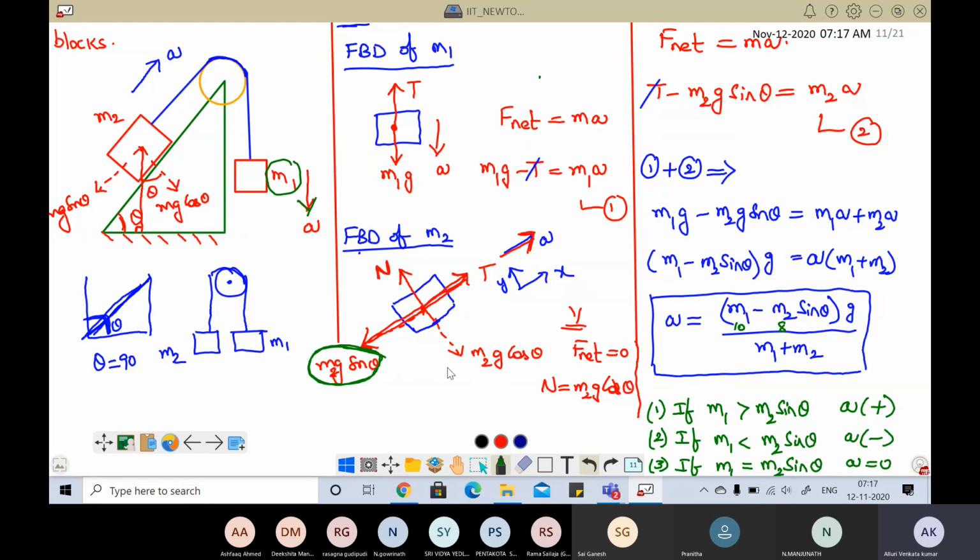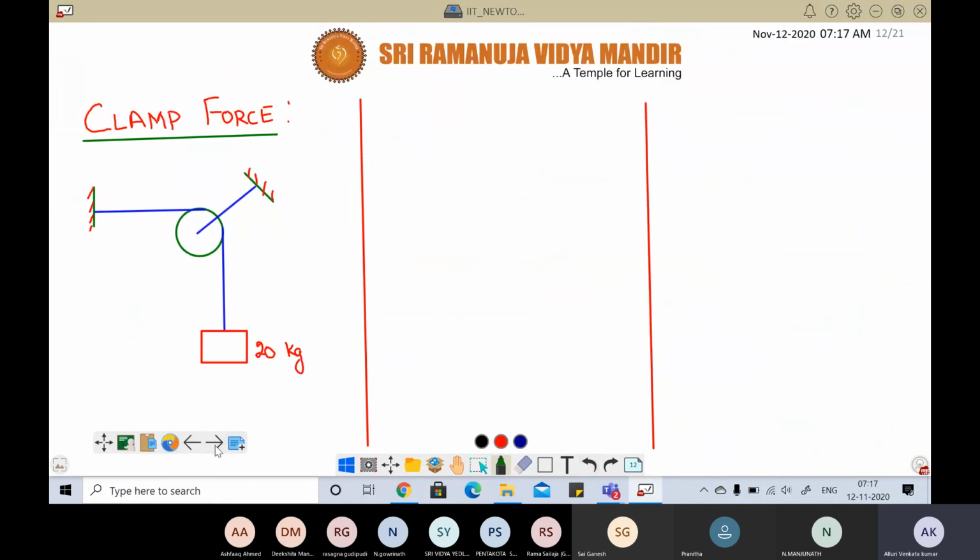So that's how we should solve these two problems. I hope everybody has done. Acceleration is 0 means it is at rest. It will not move because m1 equals m2 sine theta. So this is how we should solve these types of problems. And then next, anything I gave as homework?